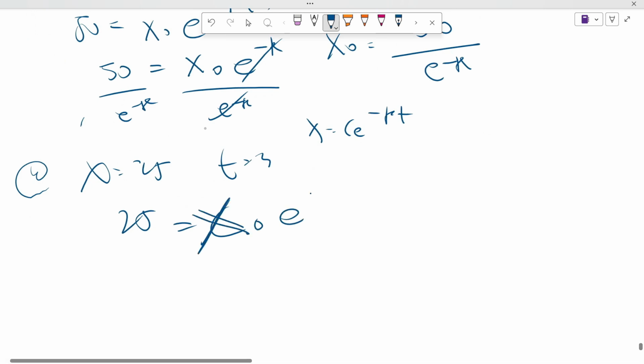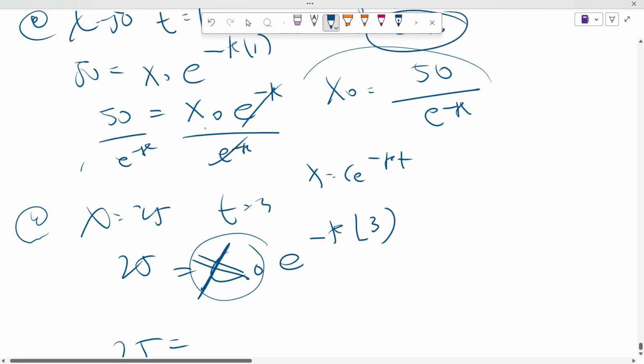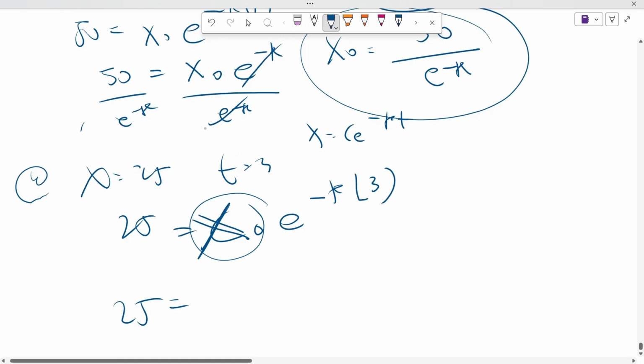X sub O times e raised to negative k. Then our time is 3. But if you notice, guys, it's 25. What is the value of X sub O? The value of X sub O is this, which we got from the second condition. Then, e raised to negative 3k.